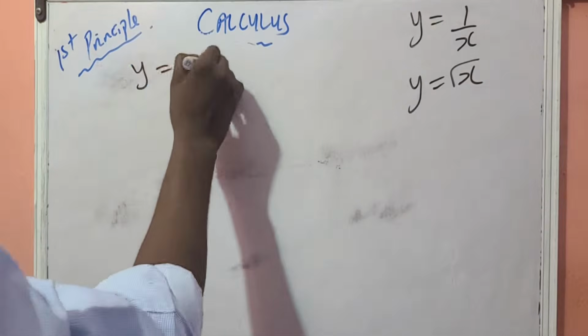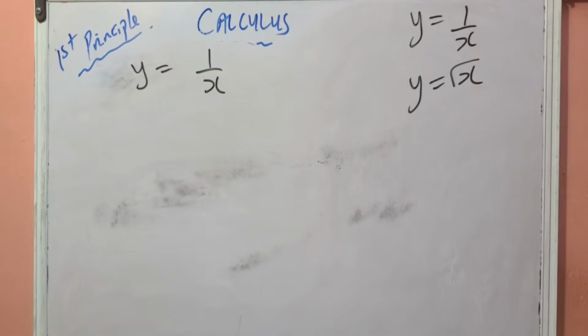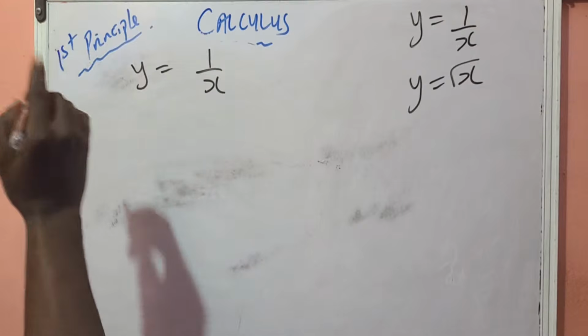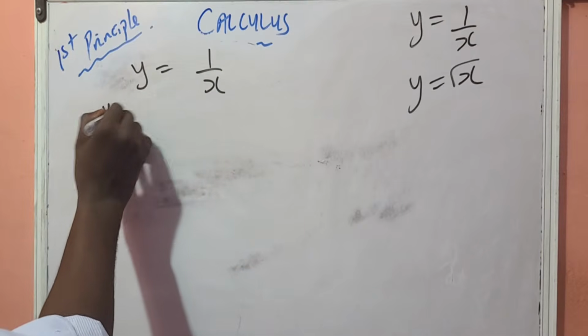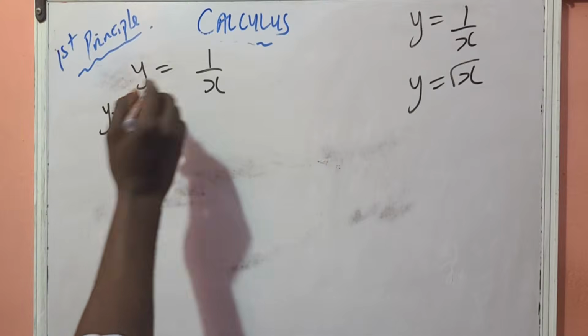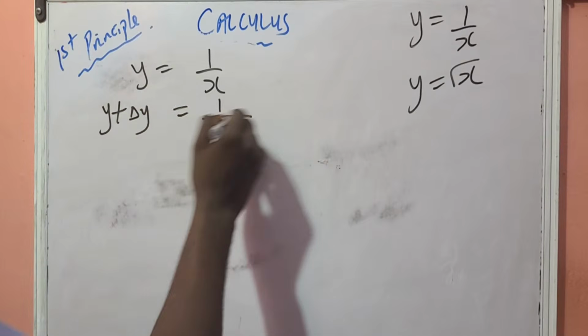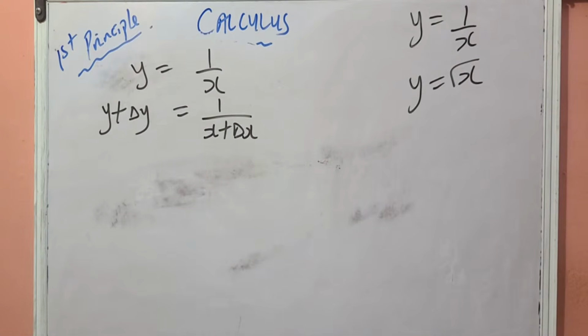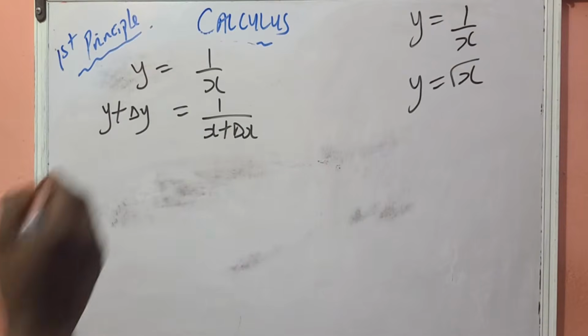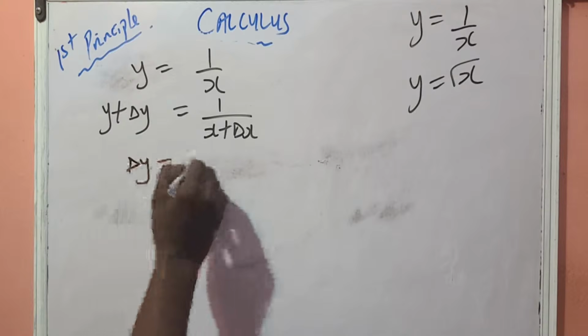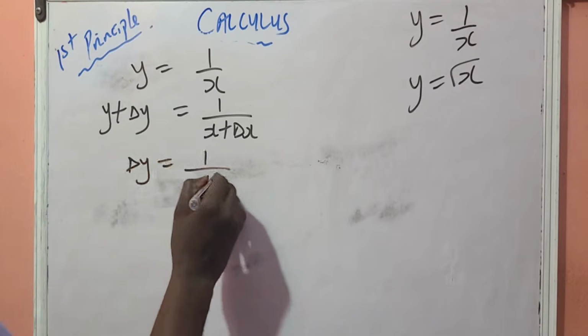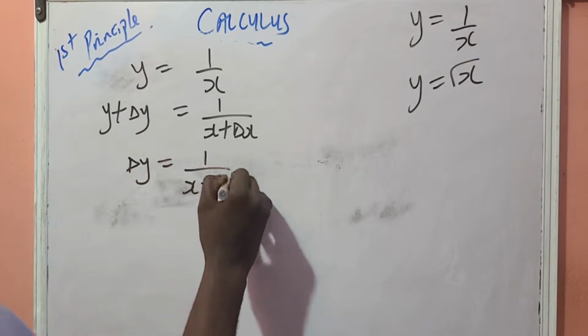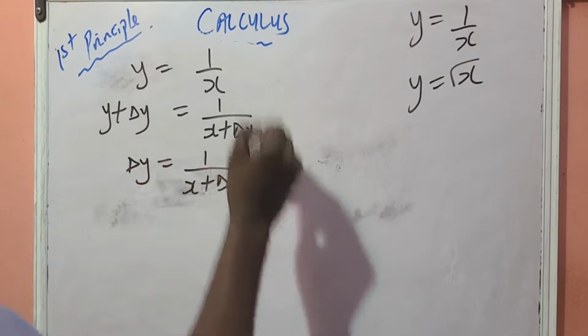We have y being equals to 1 over x, all right? What do we do while solving this? The first thing, step number 1, is increase both sides. That's y plus change in y equals 1 over x plus change in x. Step 1. I'm sure you can all do that. Everybody should be able to do this. Now, step 2 is make change in y the subject of formula. So we have change in y equals 1 over x plus change in x minus y.